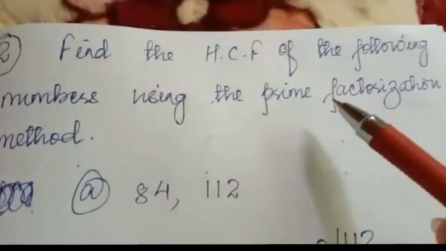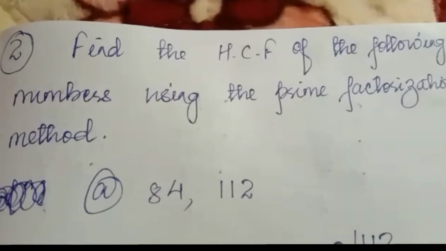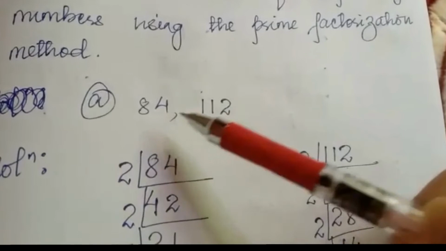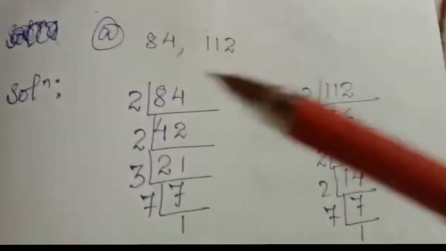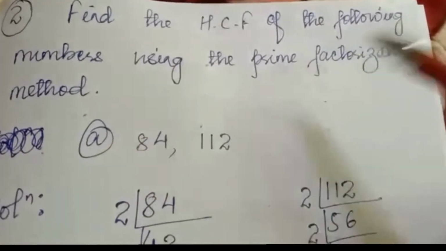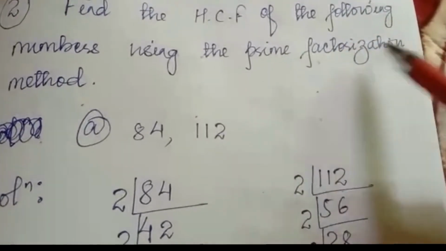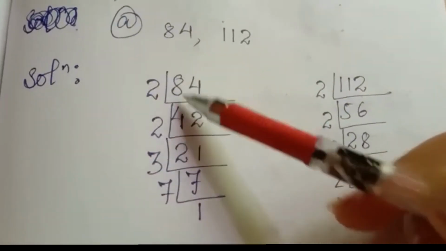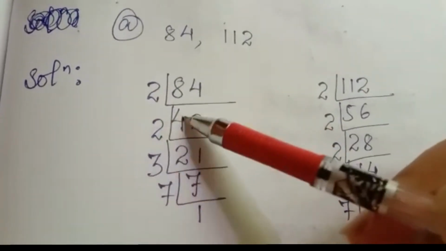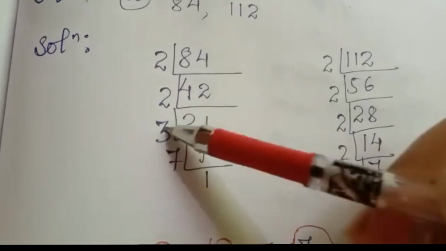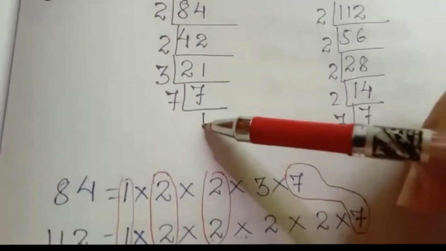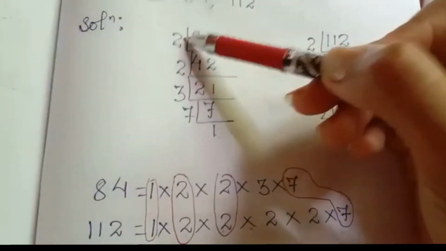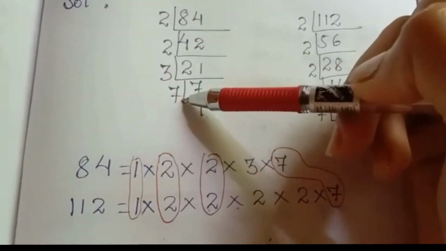Now we will do the prime factorization method. How to find HCF by the prime factorization method. Number A, 84 and 112. Prime factorization means you have to find the factors. Find the factors of 84 and 112. 2 4s are 8. 2 2s are 4. 2 2s are 4. 2 1s are 2. 3 7s are 21. 7 1s are 7. So the factors of 84 are 1 into 2 into 2 into 3 into 7.